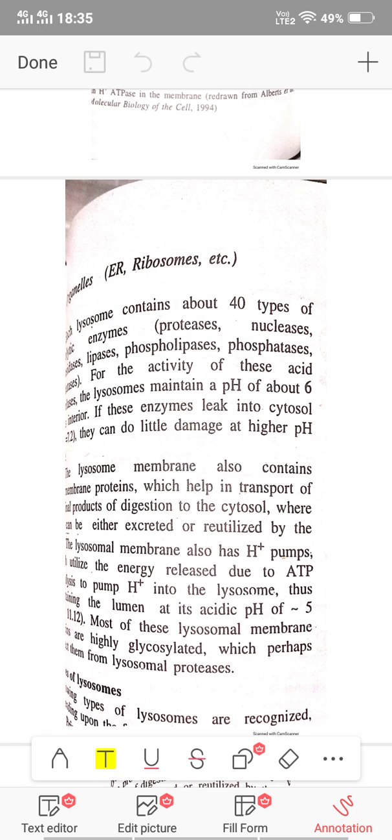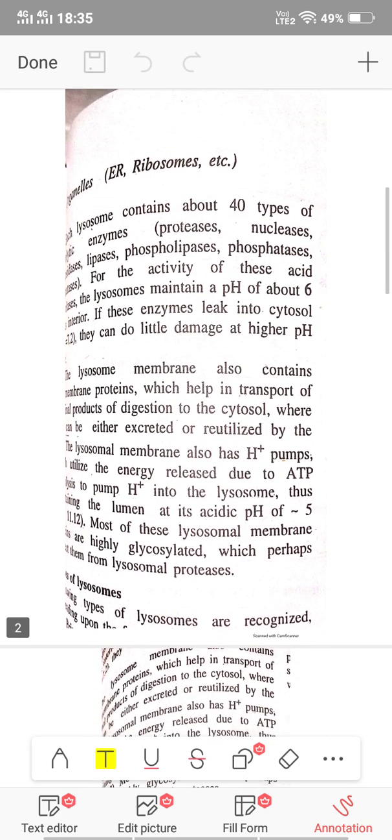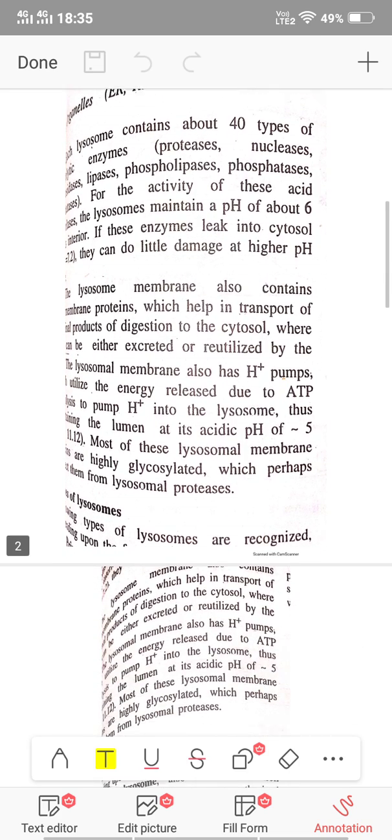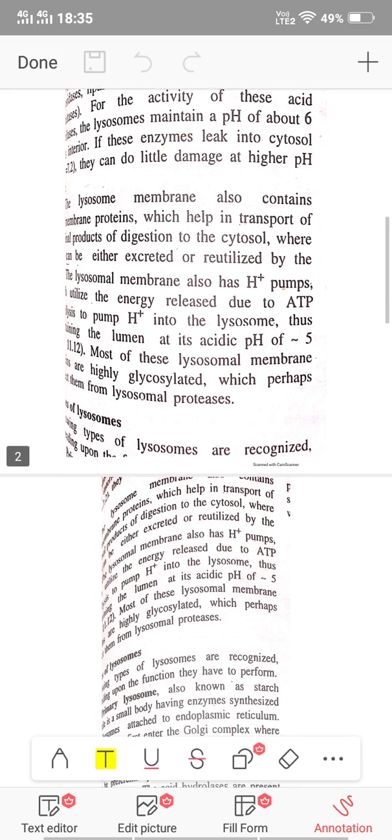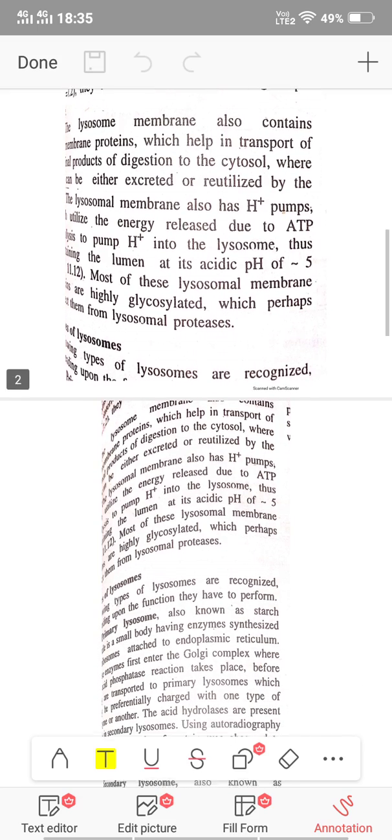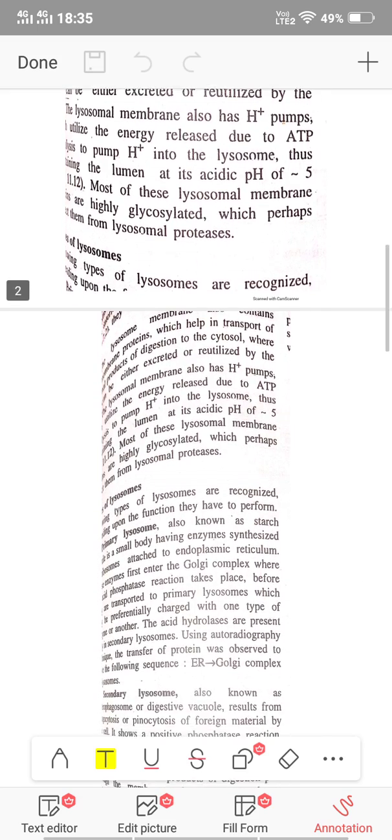It first enters the Golgi complex, where an acid phosphatase reaction takes place before the enzymes are transported to the primary lysosome, which may be preferentially charged with one type of enzyme or other. These acid hydrolases are present only in secondary lysosomes. Using autoradiography technique, the transfer of protein was observed to follow this sequence: ER, Golgi complex, lysosome.